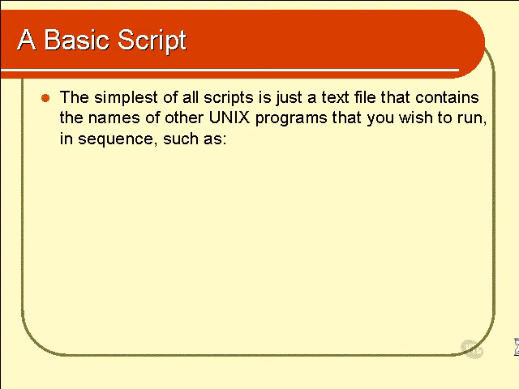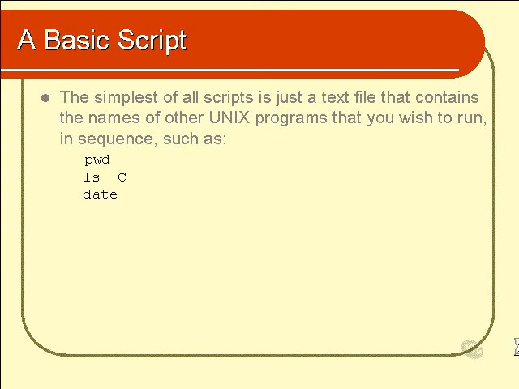To do that, we simply need to create a text file and put in it the names of Unix programs or commands that we wish to run in sequence. Let's have a look at how that might look. The three commands could be pwd to print the working directory, do a ls to get a listing of the files in that directory, and then print today's date.